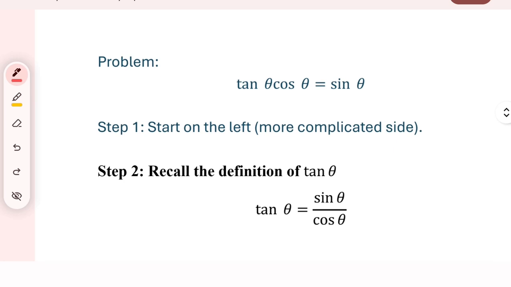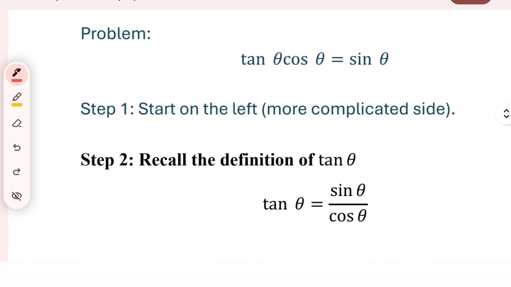So let's go to the problem. The problem is tangent theta cosine theta is equal to sine theta. Which side do you think is the more complicated side? Of course, this one is very easy. The right side is so easy, so we don't need that. We need to focus on the left side. So we start on the left side. That's step one. That's the more complicated side.